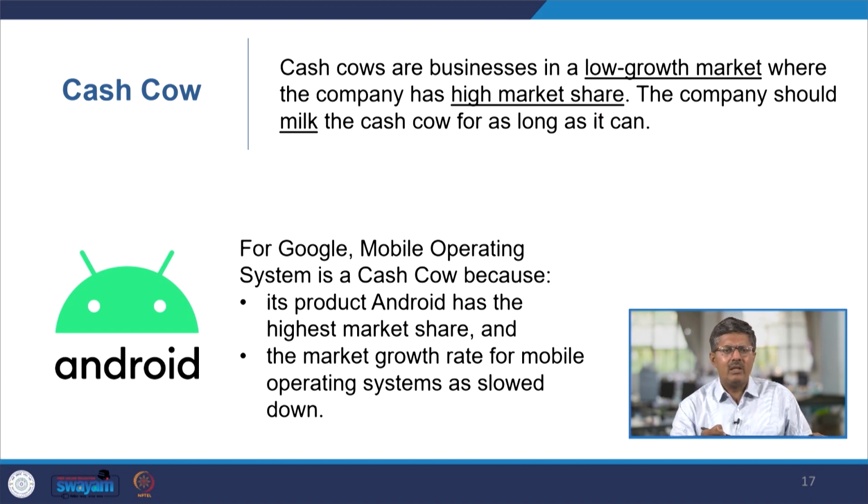You can see here that mobile operating system is a cash cow for Google, because its product Android has the highest market share and the market growth rate for mobile operating systems has slowed down. So, this business is not growing anymore, but I have a large presence in this market.